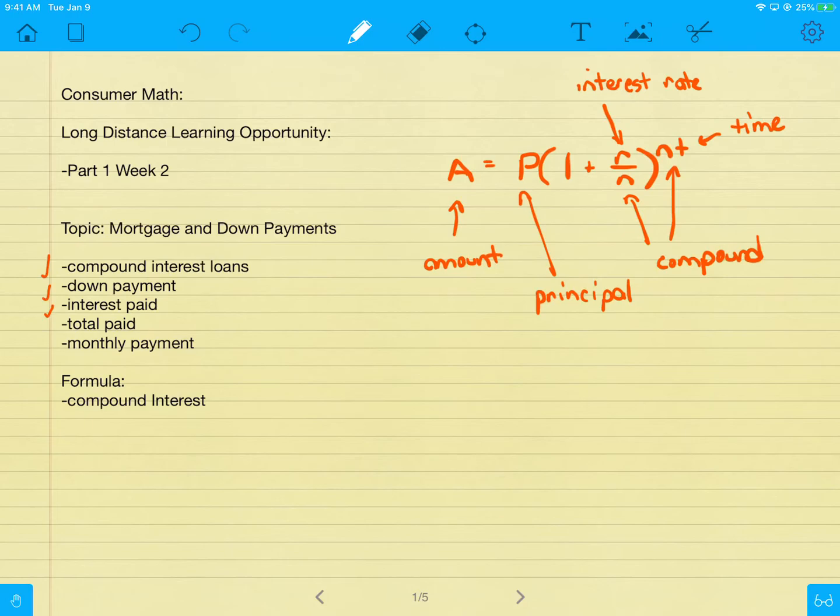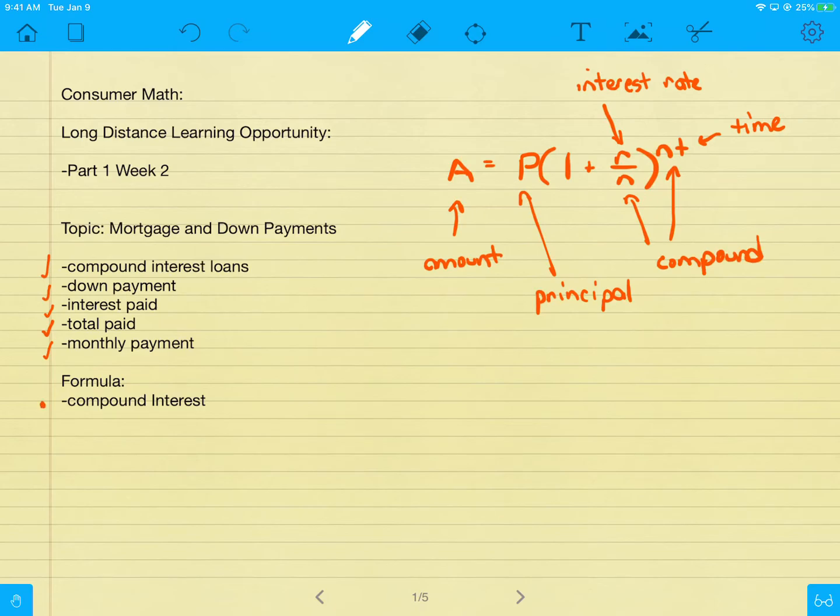But you're going to pay a lot extra, and that's what the interest paid is. Total paid is where you add the interest and your total amount. That's the amount that you're paying in the long run. And then monthly payments is what you pay per month for how many years you're taking that loan out. Most people take out a loan for a mortgage for about 30 years. That's pretty average around the state of Iowa. And then your formula is the one we're going to keep using over and over and over. Okay, let's jump right in.